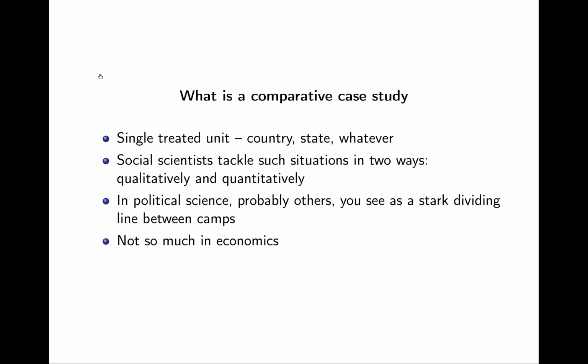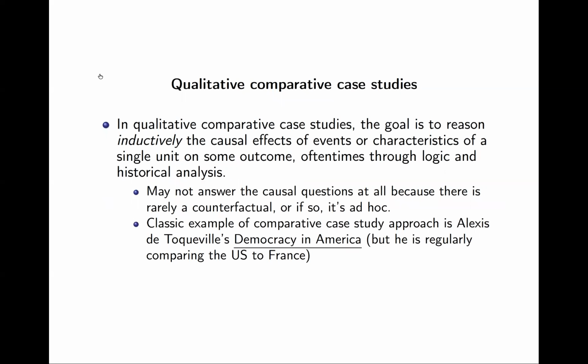You know, there used to be more qualitative research. Ronald Coase, in his theory of the firm, actually went around to a lot of managers and just asked them a lot of questions, and out of that came his theory of the firm work. But that's not really super common, okay? So for qualitative comparative case studies, the goal is to reason more inductively. So you study something and then out of that you have a set of mechanisms and a set of causal chains that are really drawn more from logic and induction through historical analysis. It may not answer the causal questions at all because there will rarely be a counterfactual, or if so, it's a completely arbitrarily chosen one.